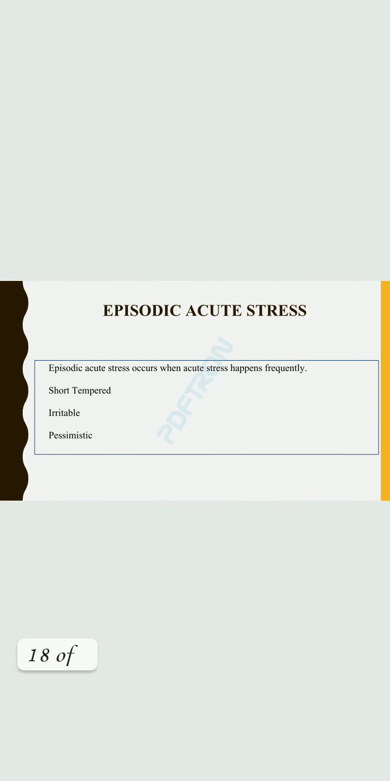Second type is episodic acute stress. Episodic acute stress occurs when acute stress happens frequently. When this level of acute stress is prolonged and frequently occurs, the person may experience episodic acute stress. The person may become short-tempered, aggressive, with irritability towards any kind of situation, pessimistic. Now pessimistic means the person is having a negative thought pattern, pessimism, expecting negative in every kind of life situation.